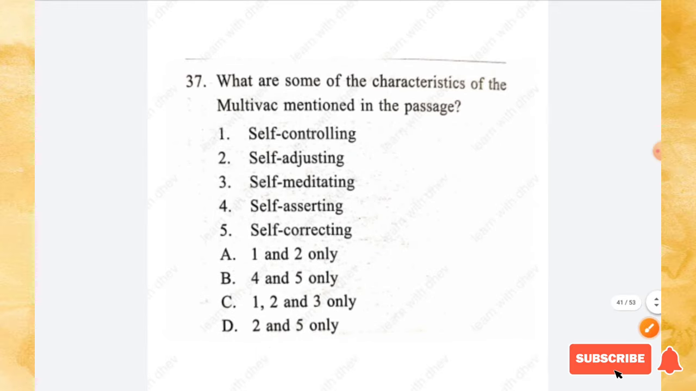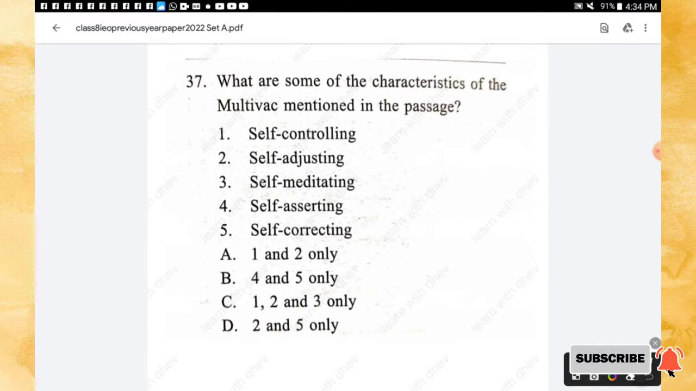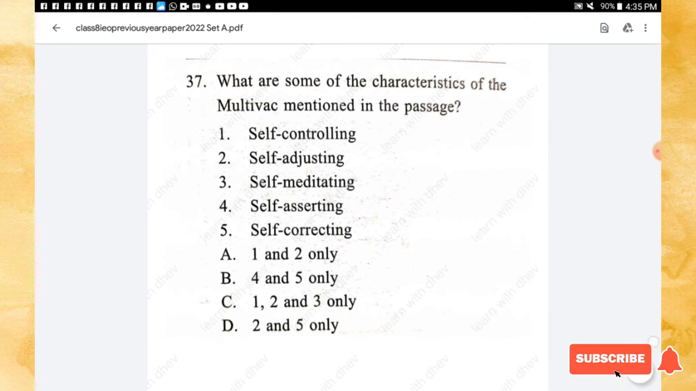Question number 37. What are the characteristics of the Multivac mentioned in the passage? Self-controlling, self-adjusting, self-meditating, self-asserting and self-correcting. The right answer is option D, that is self-adjusting and self-correcting. So option D is the right answer.